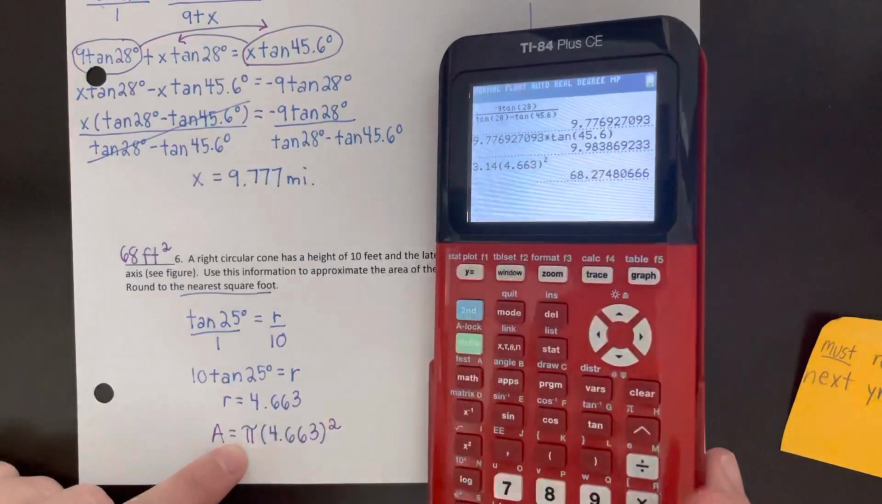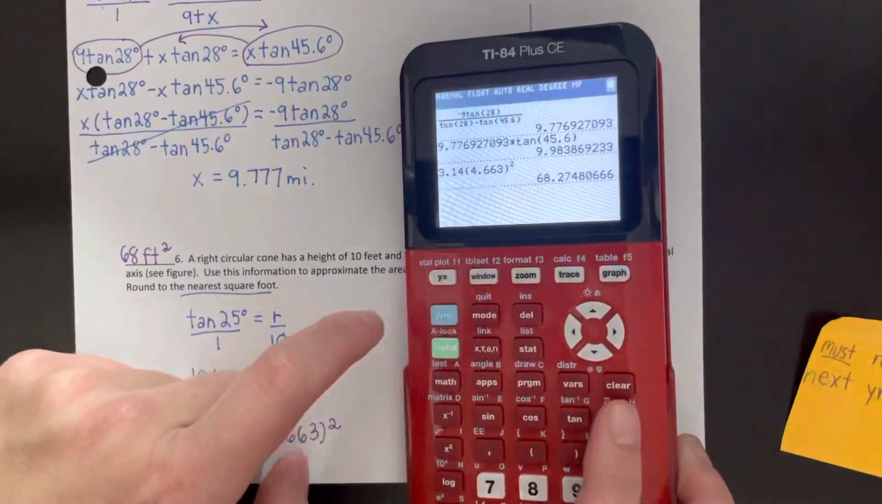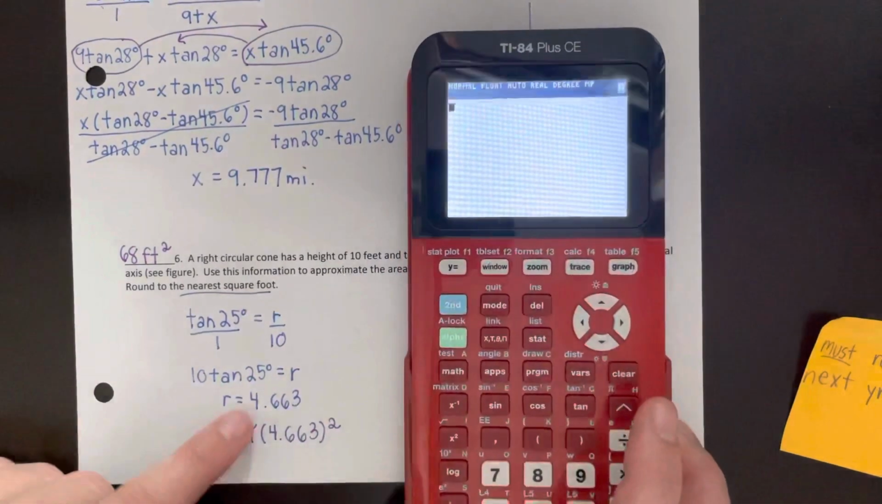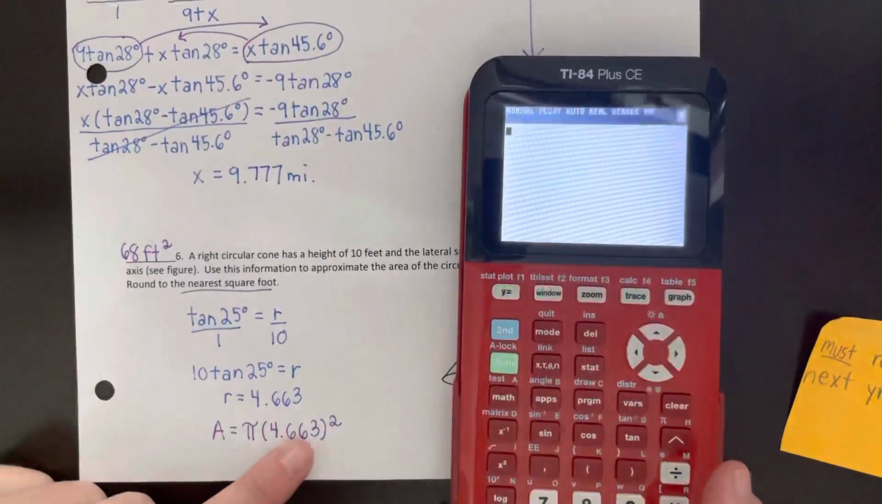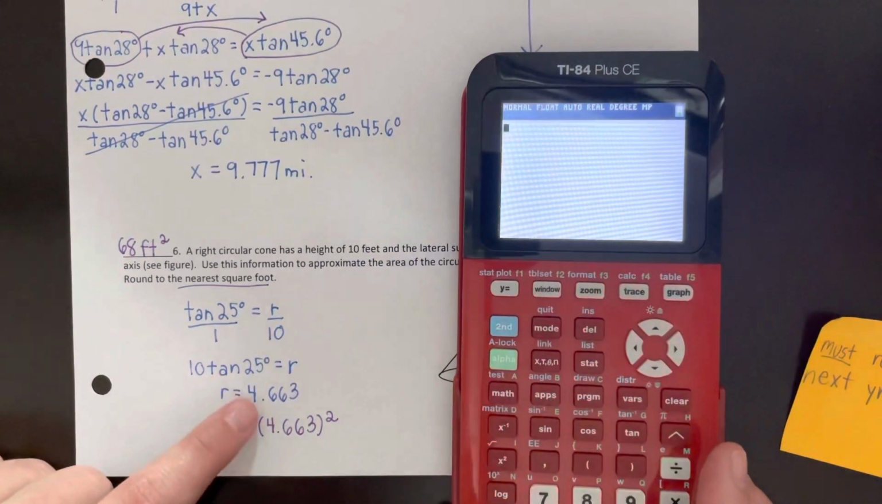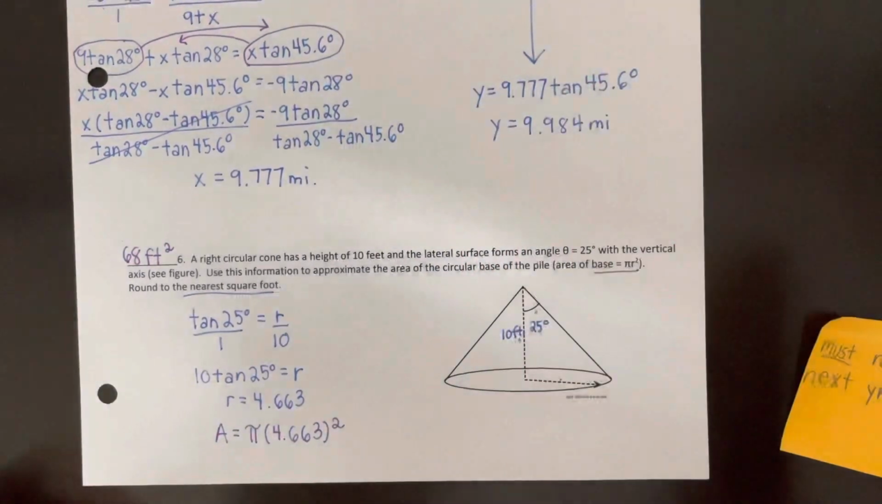All these calculators should have a pi button. Mine is second and right here, so that's the pi button. Make sure that you're using the pi button. And again, also you don't want to use 4.663 because that was a rounded number from this value right here. So you would want to make sure and use the true value, not the rounded value.